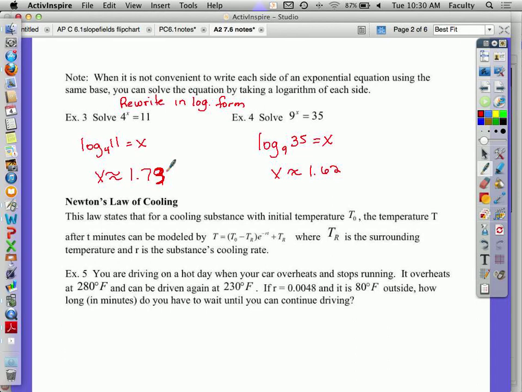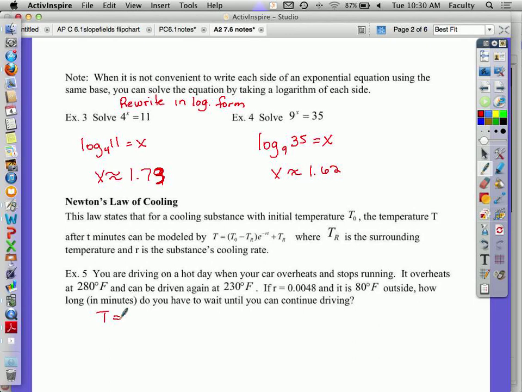So in example 5, it says you are driving on a hot day when your car overheats and stops running. It overheats at 280 degrees Fahrenheit and can be driven again at 230 degrees Fahrenheit. If R is 0.0048 and it is 80 degrees outside, how long in minutes do you have to wait until you can continue driving? This would be a problem you might want to know.